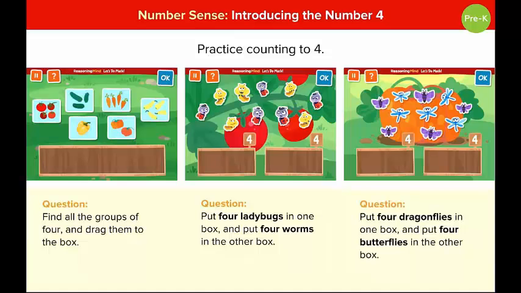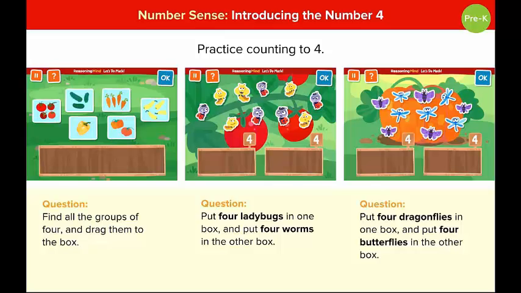So this is the continuation. It's a new activity actually in the same lesson. And again, we have quite similar exercises for every number. We're just practicing counting in different ways. So find all the groups of 4 and drag them to the box. Put 4 ladybugs in one box and 4 worms in another. Put 4 dragonflies in one box and 4 butterflies in another.